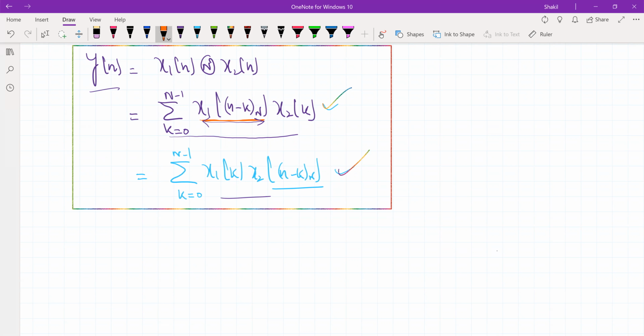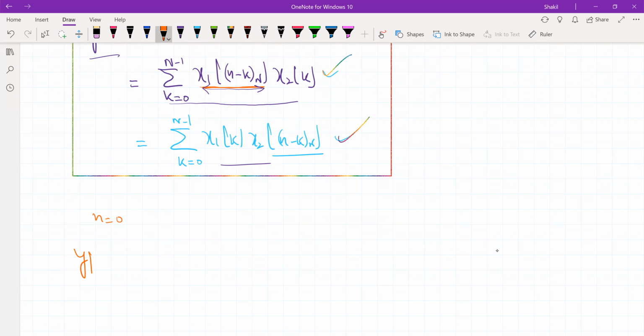Suppose I want to get the n equal to 0 point of this y sequence, which is the circular convolution between x1 of n and x2 of n. Let me stick to the first one. It will be the sum over k running from 0 to N minus 1, x1 of (n minus k) modulo N, with n equal to 0, so it will be 0 minus k modulo N, times x2 of k.